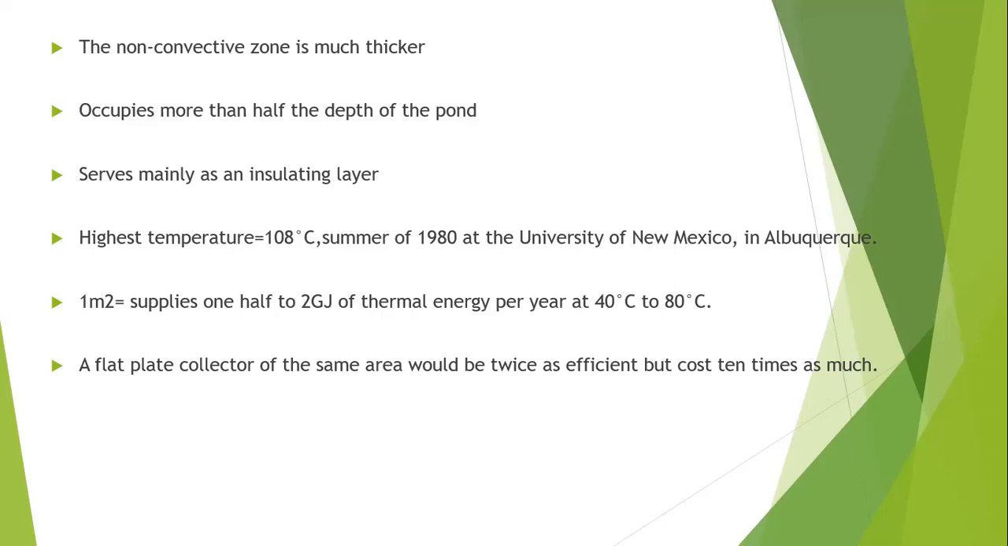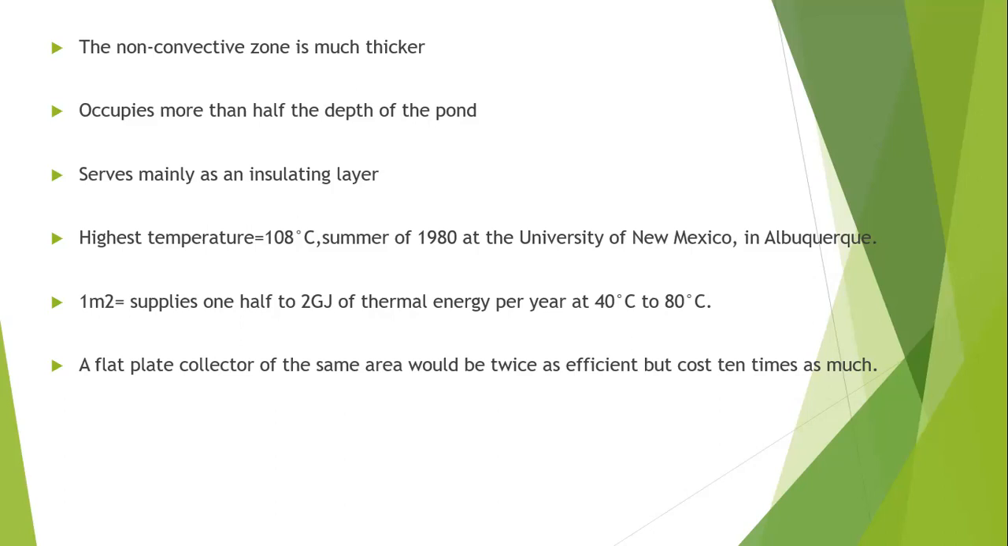Depending upon the location, water clarity and temperature, the solar pond can capture about 10 to 20% of the solar energy hitting its surface, and the remaining 80 to 90% will be wasted. Though it is wasted, it is the cheapest method of storing heat. Hence, 1 square meter of pond can supply 1/2 to 2 gigajoules of thermal energy per year, and the average temperature maintained per year is 40 to 80 degrees Celsius.